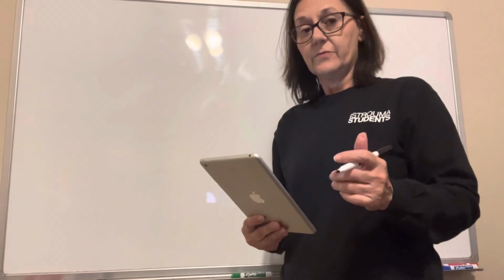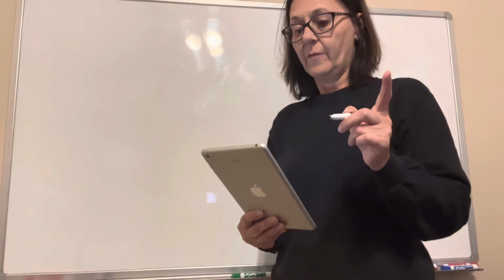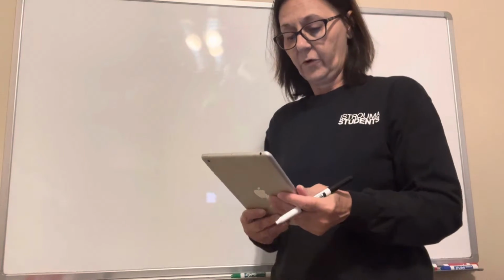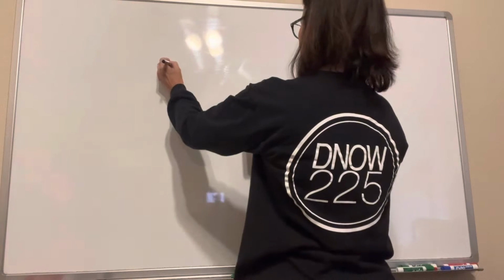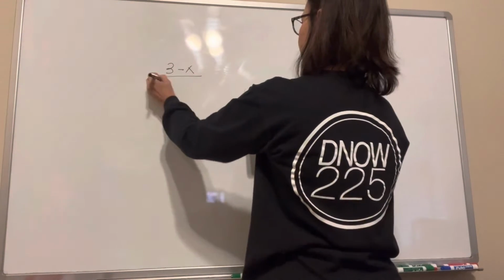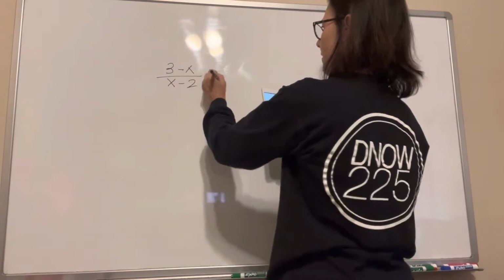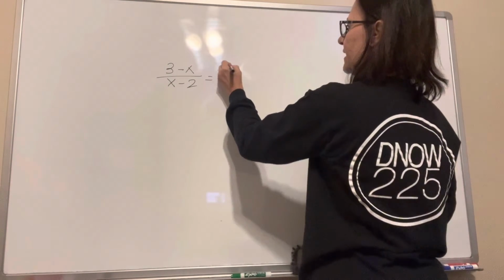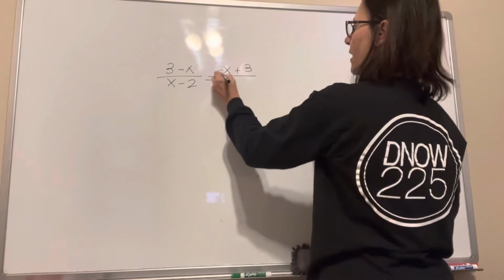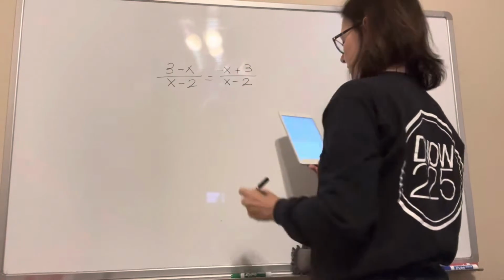This is Precalculus review, chapter 4 review. I'm on page 320, working problems 41 and 42. All right, so here's 41. It's (3 minus x) over (x minus 2). My x needs to be first, so I'll rewrite that as (negative x plus 3) over (x minus 2).